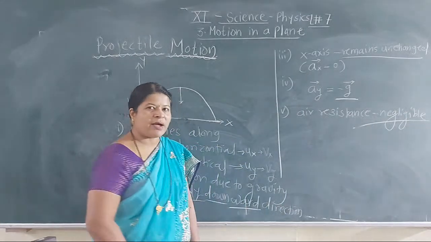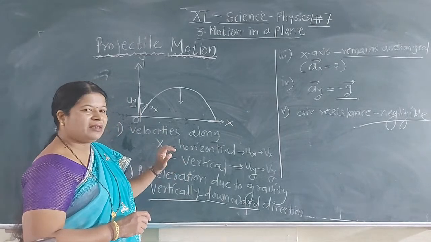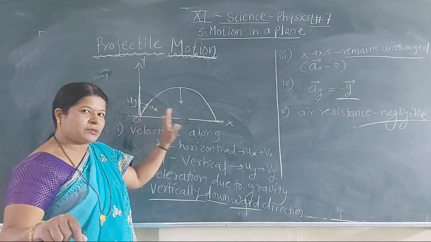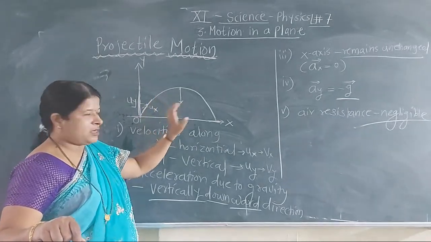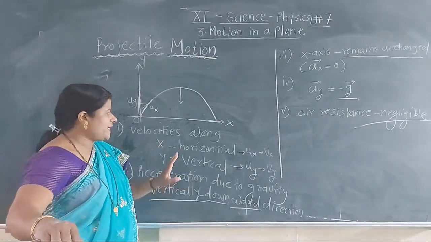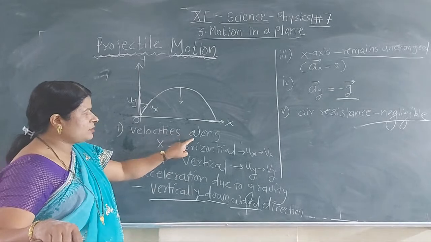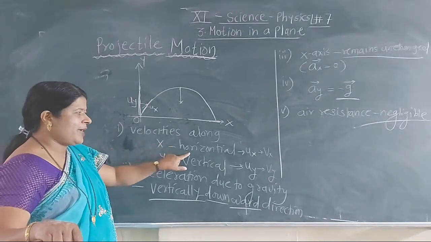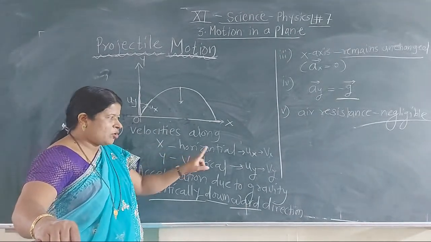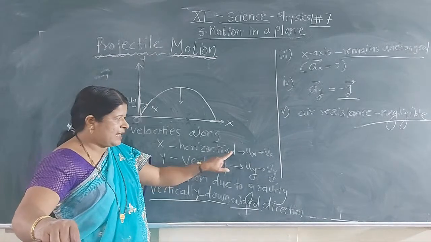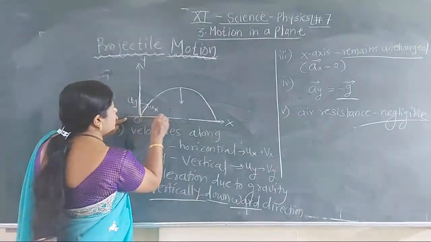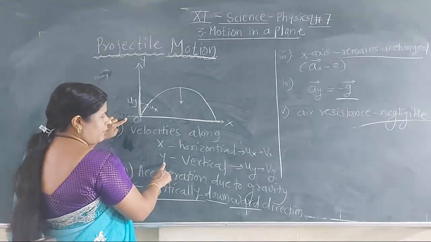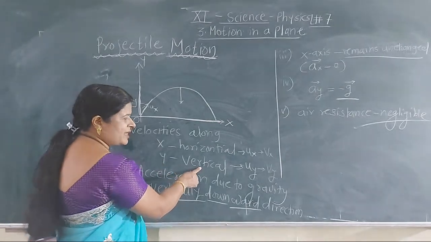These 5 points we have to remember while studying when the object is a projectile. When the projectile is in motion, we have to remember these 5 points. First point: the projectile contains 2 velocities. Along the x direction, we call it the horizontal velocity of that projectile, ux. Velocity along the y direction we call the vertical velocity.